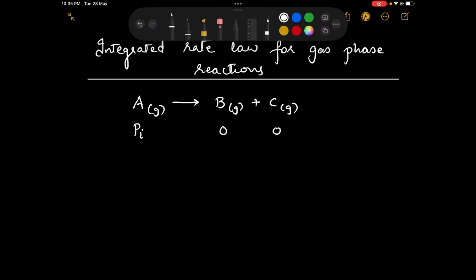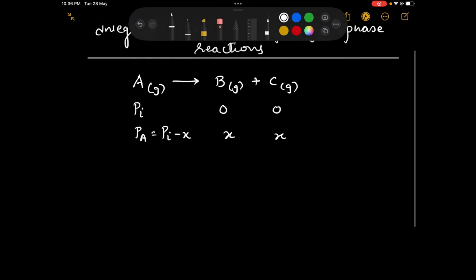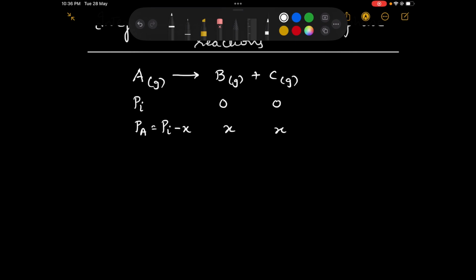After some time, as the decomposition starts, B and C get formed and we have the pressure due to B as X and due to C as X. Now the initial pressure was Pi and now the partial pressure, which we will represent as Pa, will be equal to Pi minus X.